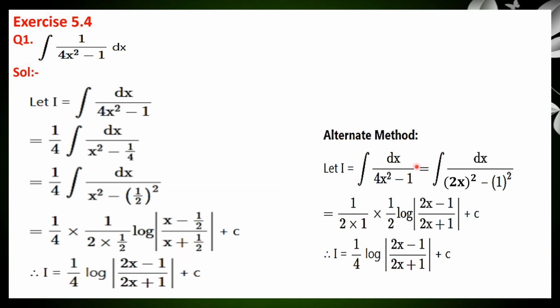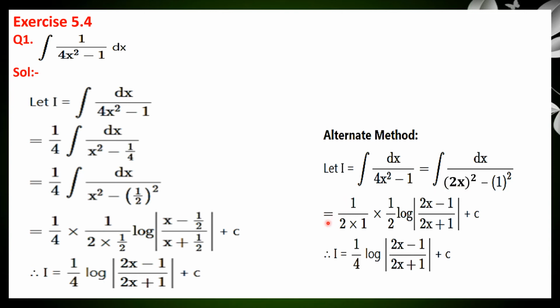Now we have another method to solve this. Integral 1 upon 4x square minus 1 also can be written as 1 upon (2x) the whole square minus 1 square. In place of x we will write 2x. Again it is of the form x square minus a square only, but in place of x we have 2x here. So we have to make the changes accordingly.